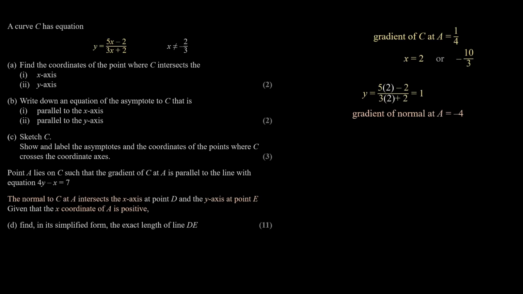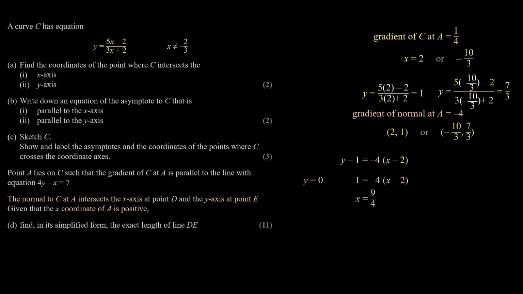Substituting x equals 2 into the curve equation gives y equals 1. When x equals negative 10 over 3, y is 7 over 3. Thus, we have two possible points for A. We form the equation of the normal using the point (2, 1) and gradient negative 4. To find the x-intercept, we substitute y equals 0, and we get x equals 9 over 4. When x equals 0, we find y equals 9. This is the y-intercept. Next, we check the other point, (negative 10 over 3, 7 over 3).